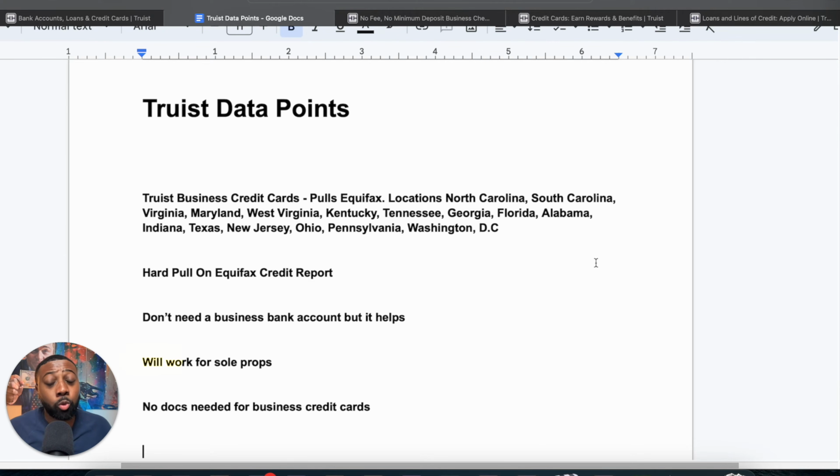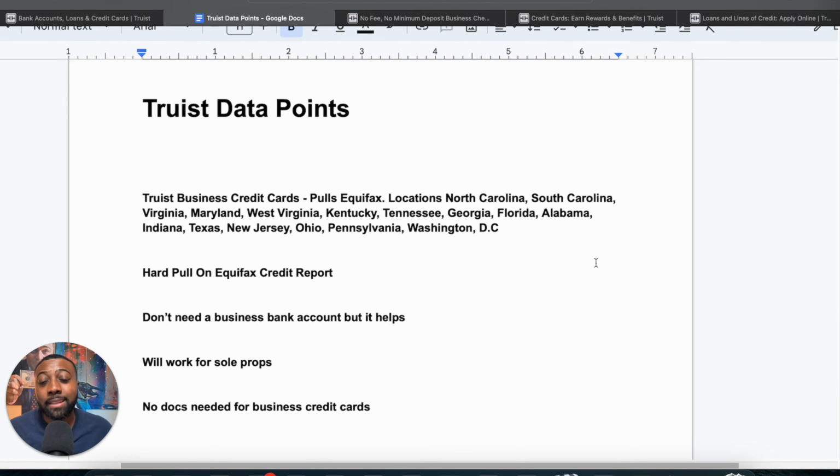Now also, this will work for sole proprietors. They accept sole proprietors in both forms. So if you actually have an EIN number tied to your sole prop, it works for that. And then also, if you just want to apply with your personal social security number, a lot of people don't know that you can actually apply for business credit cards in most cases with your personal SSN, and it will still count as a business credit card and show up on a business profile.